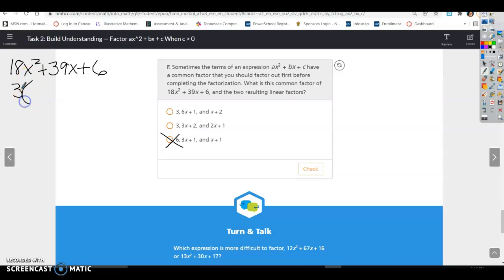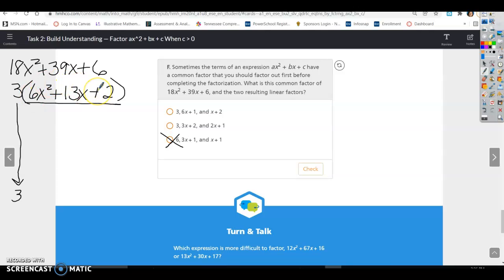So if I pull out a 3, 3 times what gives me 18x squared? That's going to be 6x squared. 3 times 13x and 3 times 2. So we know our greatest common factor is 3. And now I'm going to factor this expression again. I'm just going to go ahead and bring 3 down here. 3 is part of my answer. Now I'm just going to look at this part.